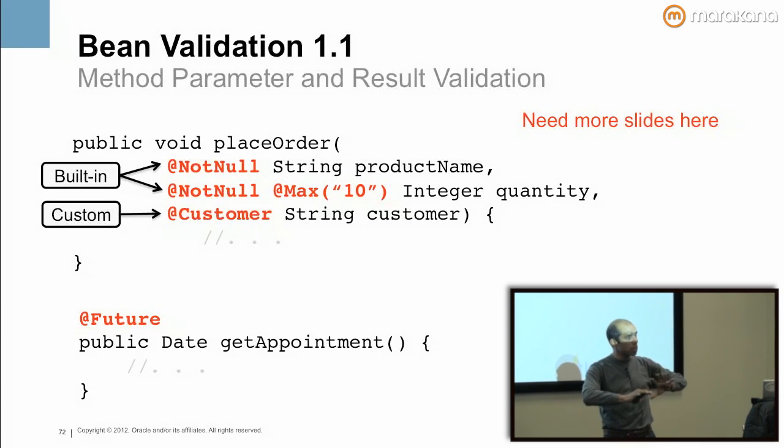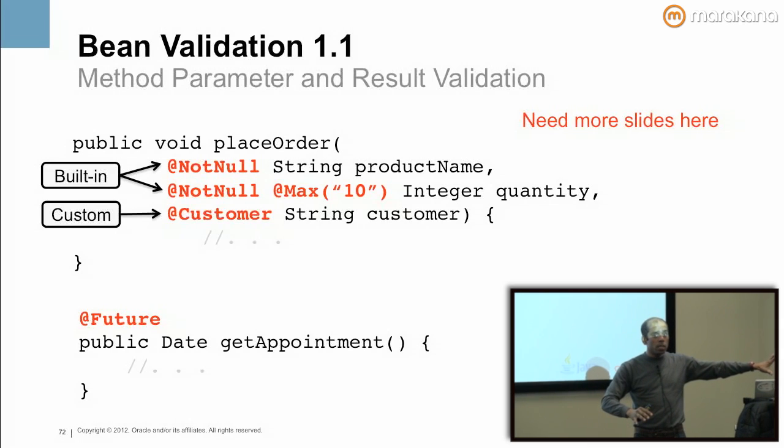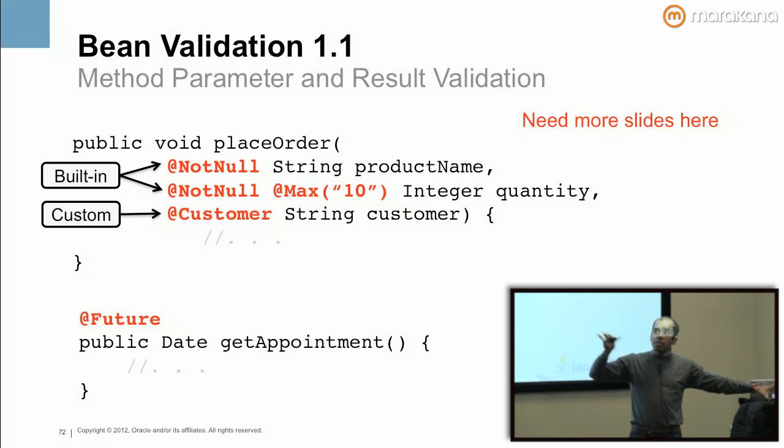Again, it's a separation of concerns. I put all my constraints in a separate class, and I put that class as a constraint here on the customer itself. Much simpler.